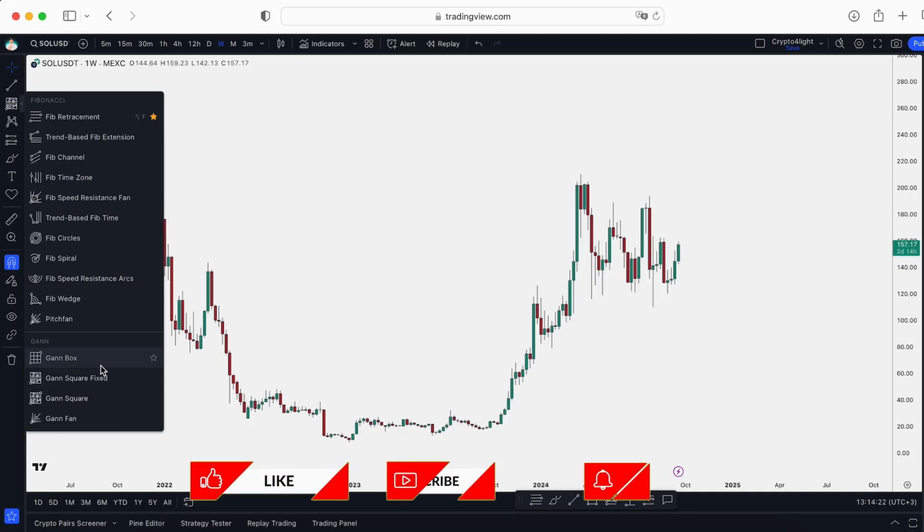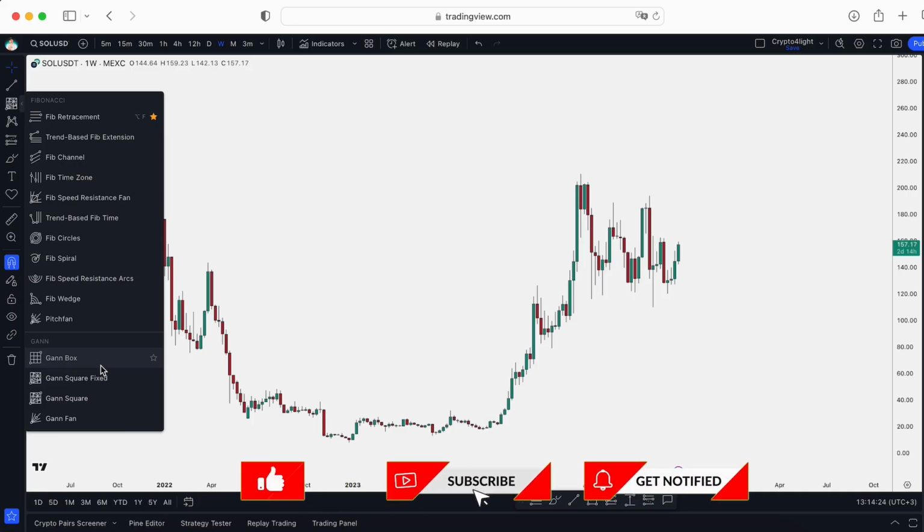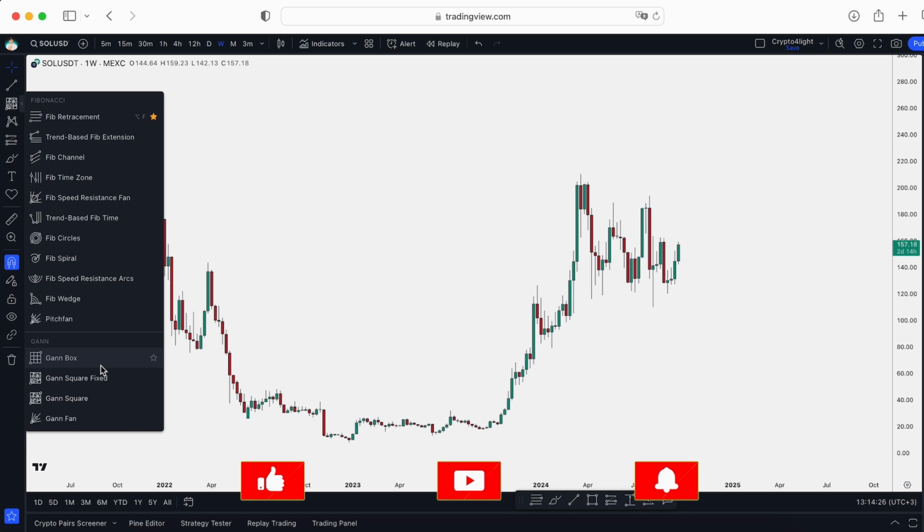First of all, I'll be honest, I'm not a fan of Gann Box, Gann Square, or Gann Fan. For me personally, it's much easier to work with FIB levels. For example, the Gann Box for me personally looks more messy, and you will understand what I mean. From these four tools, more often I test the Gann Square Fixed. Why? I would like to explain now on the chart.